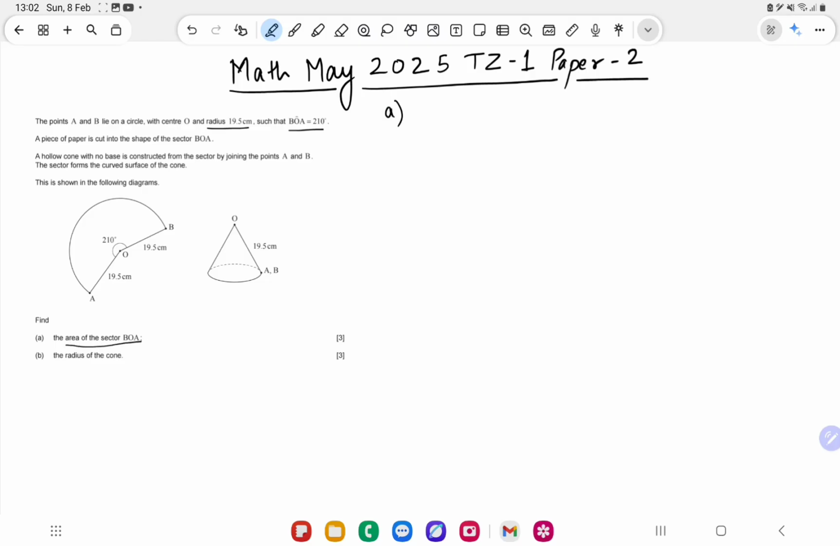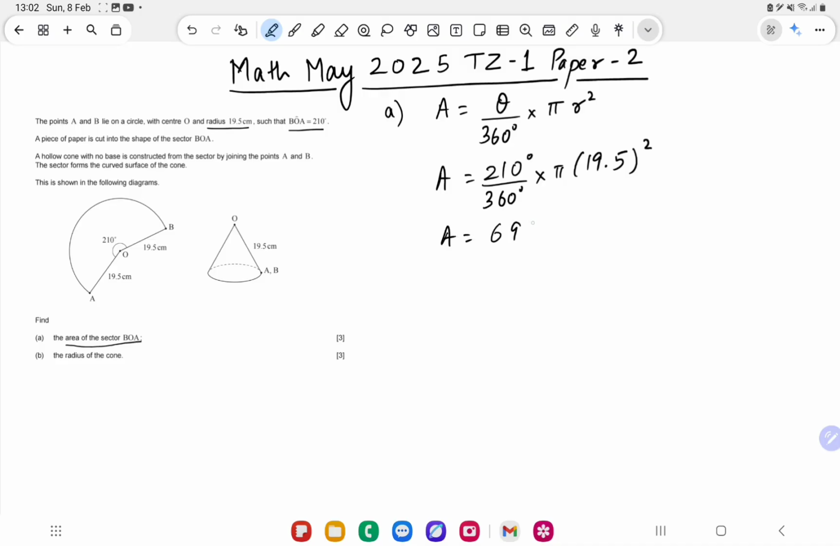To solve part A, we will use the area formula: theta upon 360 degrees into pi r squared. As the radius is 19.5 and the angle is 210, I will substitute the values like this, 19.5 whole squared. When you use your GDC, you will get the answer as 696.844, which I can also write as 697 centimeter squared. So this is how we got the area of the sector.